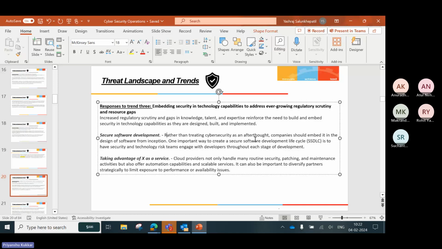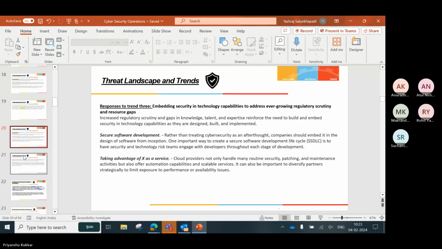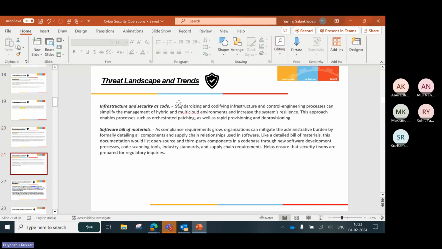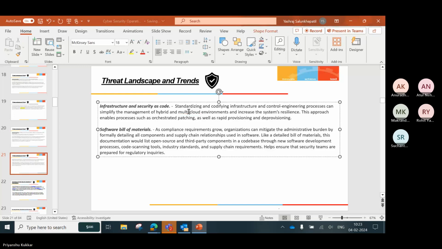Like I gave you an example, you give a template of an infrastructure and you tell them you want 1,000 VMs, they will be provided to you. ठीक है, again diversify partners strategically. ये तो business side of the game हो गया कि how do you want to get in the business for the cloud. Okay, infrastructure and security as code. Standardizing and codifying infrastructure and control engineering processes can simplify the management of hybrid and multi-cloud environments and increase the system's resilience.